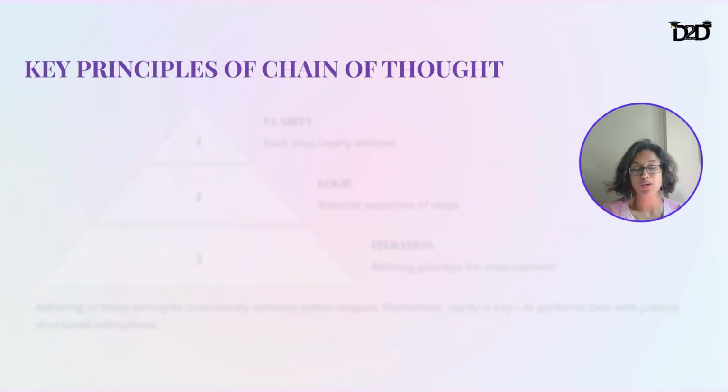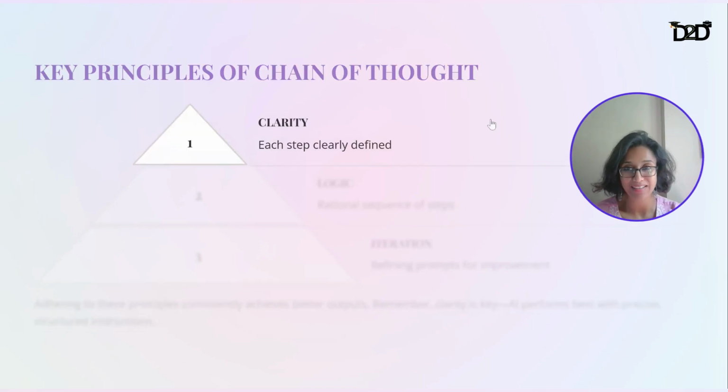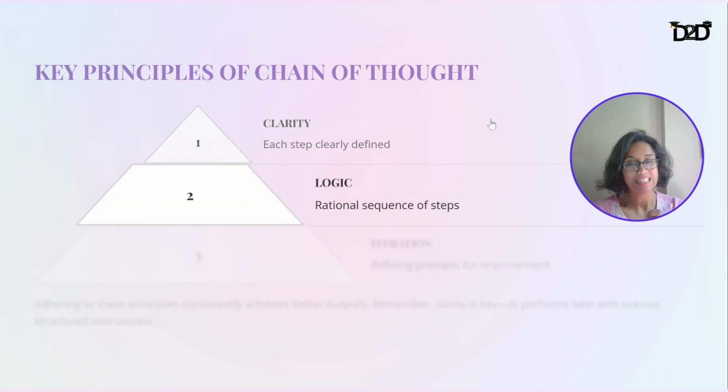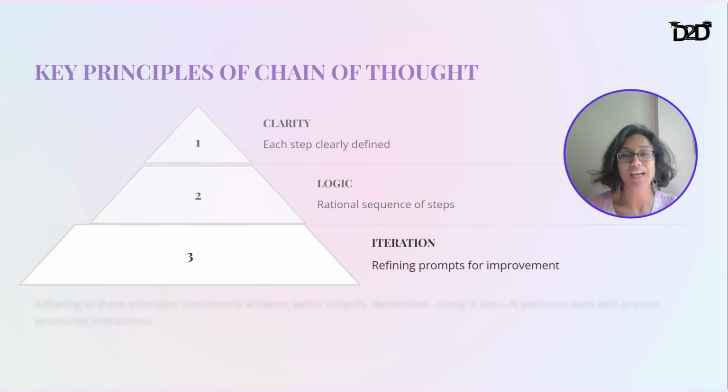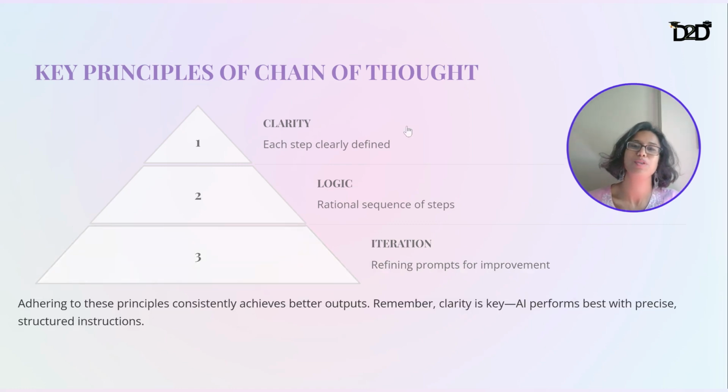This methodology rests on three core principles. Clarity. This ensures that each step in the process is clearly defined. Logic. This ensures that the steps should follow a rational sequence, leading to the desired outcome. And finally, iteration. This refers to refining prompts to improve reasoning and accuracy. By adhering to these principles, you can consistently achieve better outputs. Remember, clarity is key. AI performs best when instructions are precise and structured.